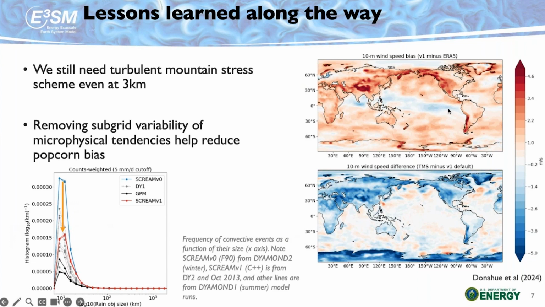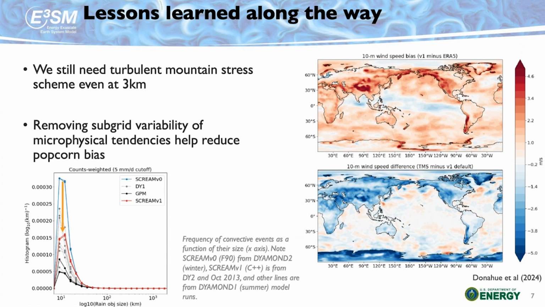And so when we first designed SCREAM, we didn't think at 3 kilometers that the turbulent mountain stress scheme was necessary, but we tested out a configuration where we actually added the TMS and compared it to the default version, and we can see that by turning on the turbulent mountain stress scheme, we were actually able to ameliorate a lot of the wind speed biases that we originally had. So what we learned was that even at 3 kilometers, we do need our turbulent mountain stress scheme.